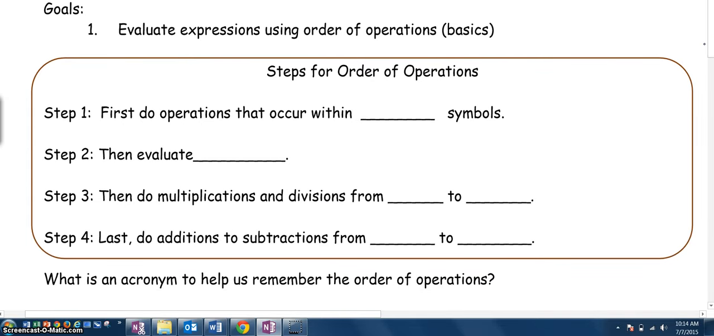The first step is to do operations that occur within grouping symbols. Grouping symbols could be parentheses or brackets or absolute value bars. Then we're going to evaluate the exponent. The exponent is the power that's by a number. So in this case, the exponent would be 2. The third step is to do multiplication and divisions from left to right. The last step is to do additions and subtractions from left to right.